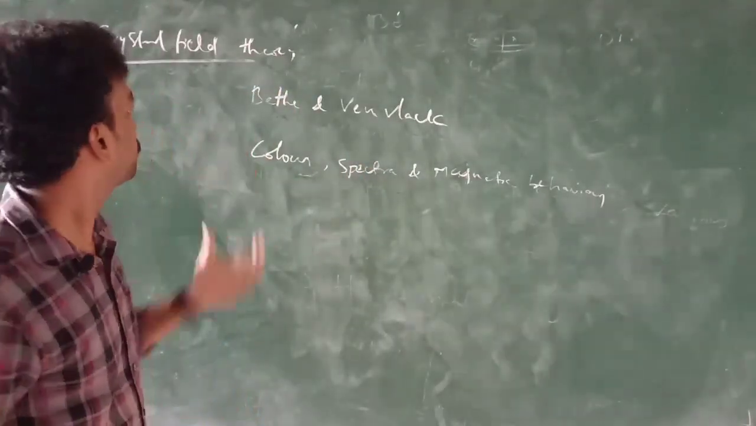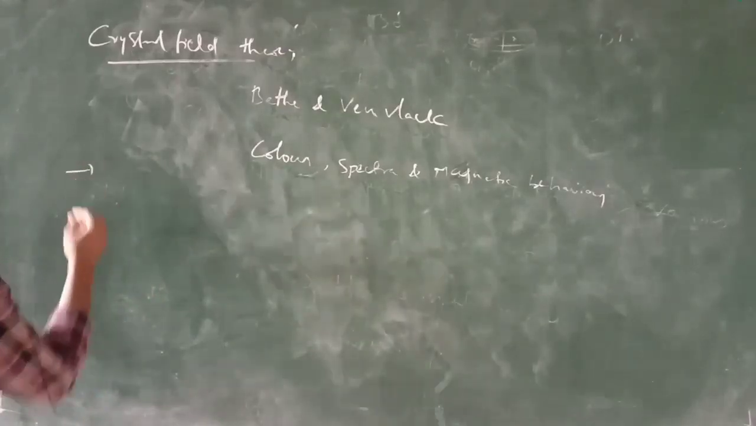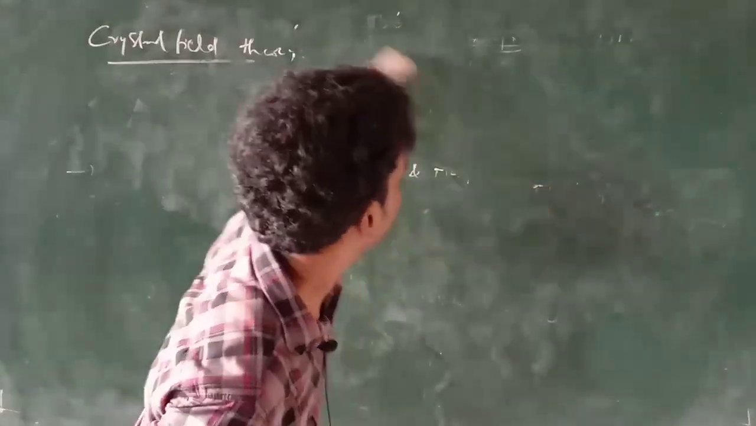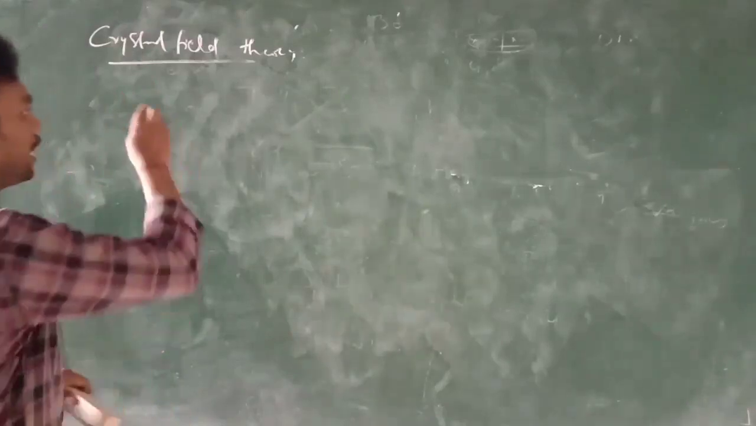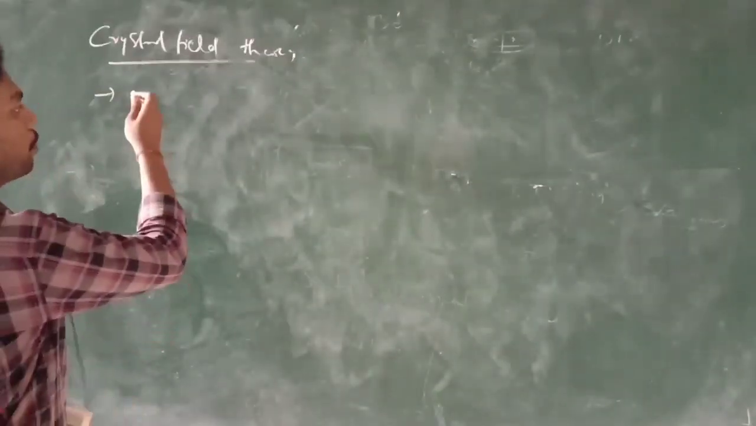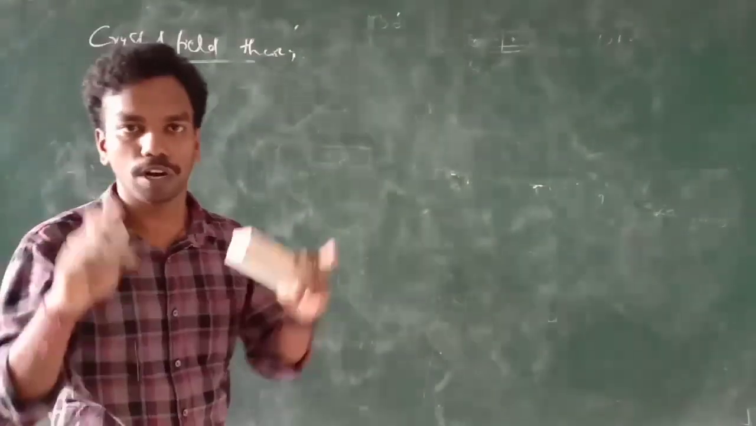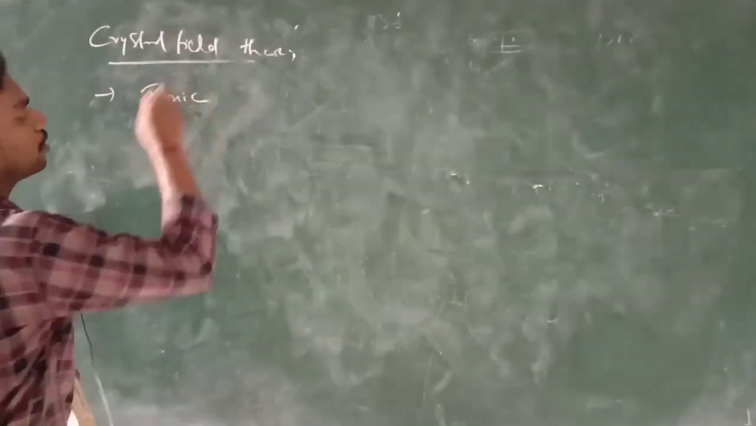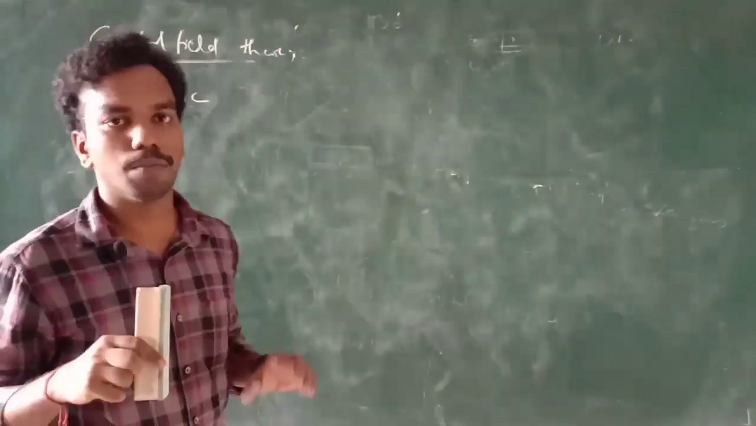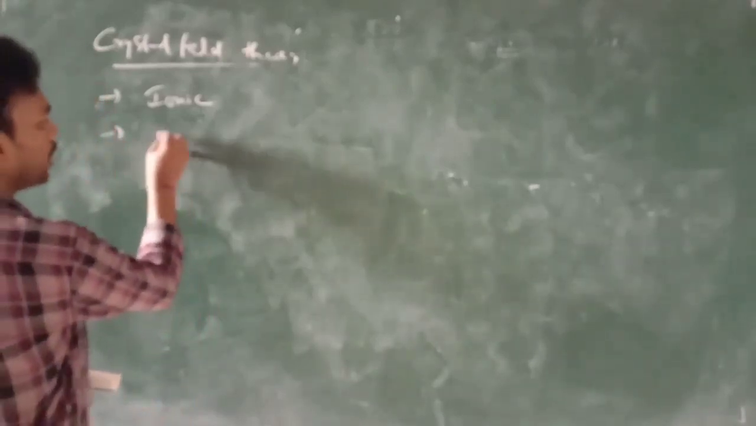Now the assumptions of crystal field theory. Bethe and Van Vleck made a few assumptions; let's see them one by one. The first assumption concerns the bond between metal and ligand in the coordination sphere. According to crystal field theory, the bond between metal and ligand is assumed to be ionic. That is the first assumption. The second assumption is that ligands are considered as point charges.